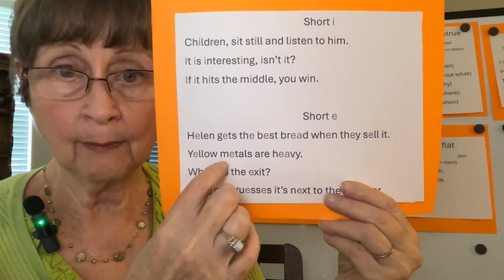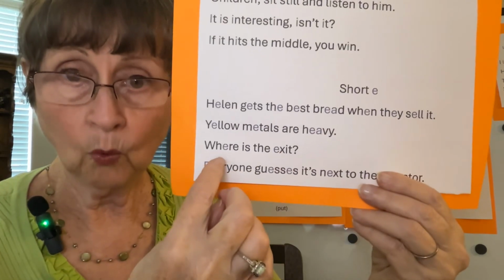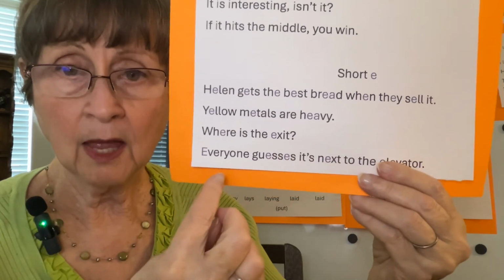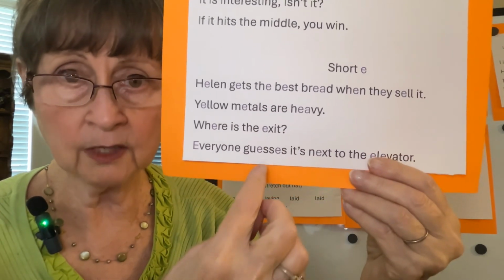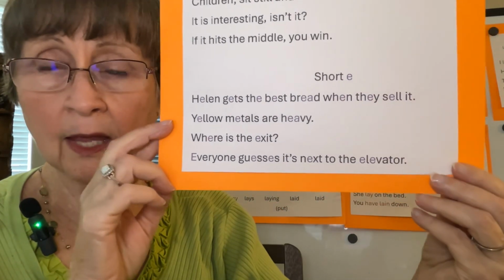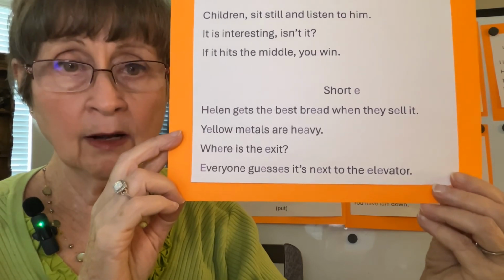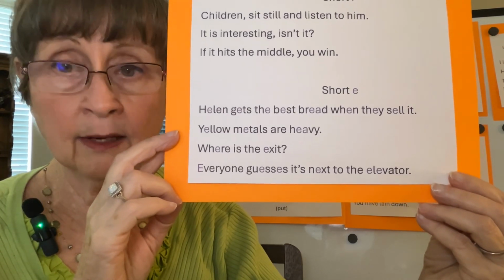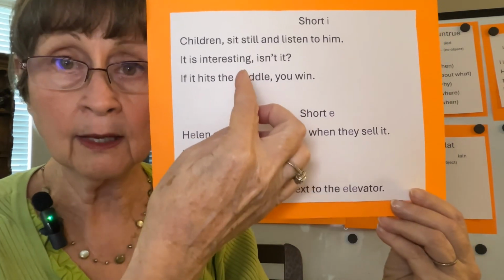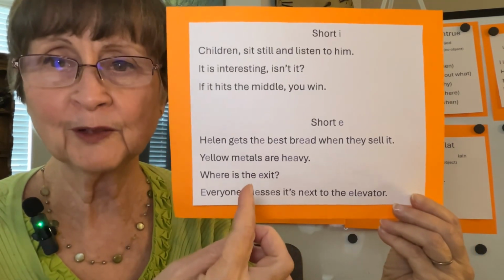Yellow metals are heavy. Where is the exit? Everyone guesses it's next to the elevator. Elevator, not elevator. Elevator. So if you work on these sentences saying eh and eh, you'll be understood better. I hope that helps.